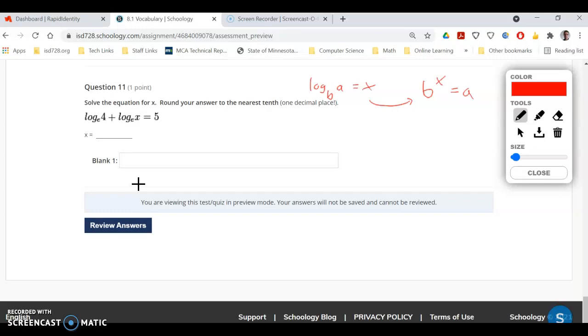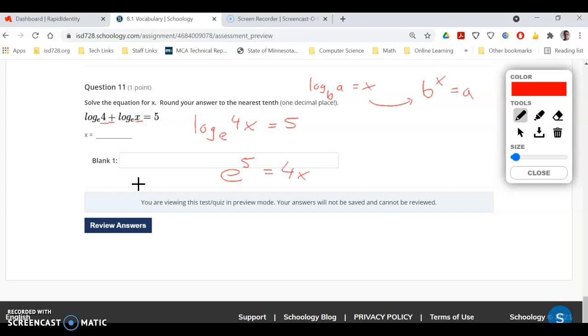So the trick is if you're adding two logs, as weird as it seems, you multiply the 4 and the x part. So I'm going to write log base e of 4x equals 5. So now I have it as a single log, and now I can switch forms. So I'm going to do base e, exponent of 5, so e to the 5th equals the value, 4x.